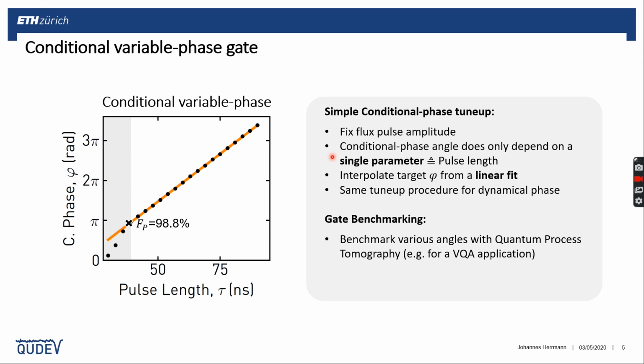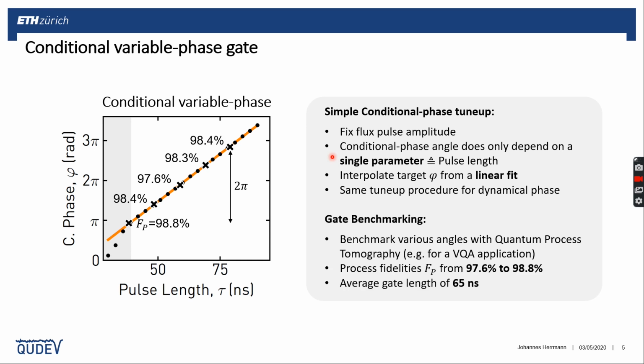So first we start with an angle of pi, where we do a quantum process tomography and see a fidelity of 98.8%. Then we repeat this procedure for more angles and cover a range of 2 pi, such that we can realize a VQA algorithm. And we see process fidelities ranging from 97.6 to 98.8%. And in total, we can realize an average gate length of 65 nanoseconds.